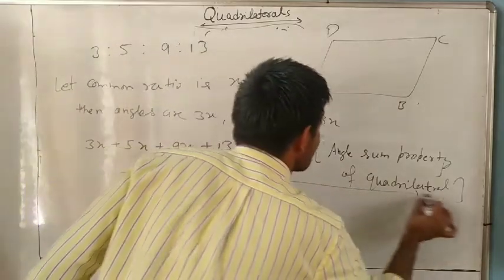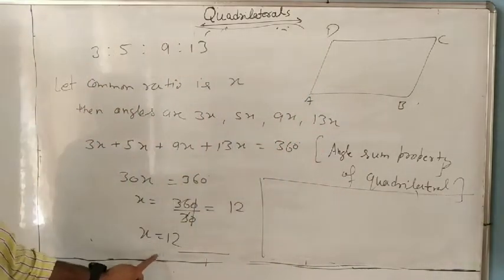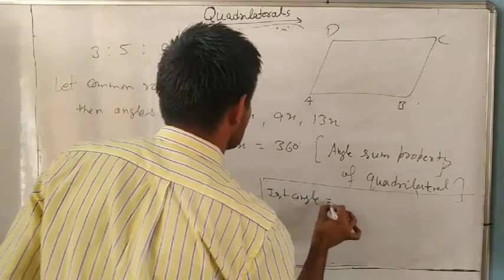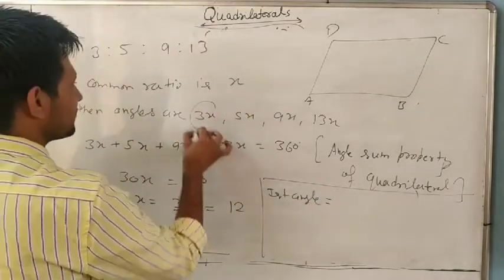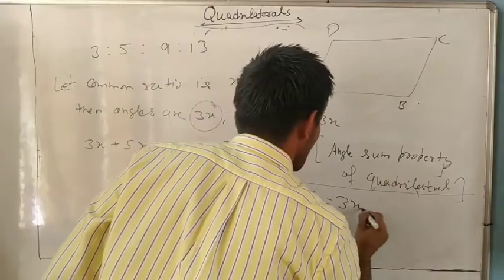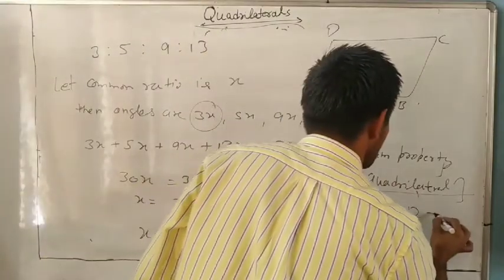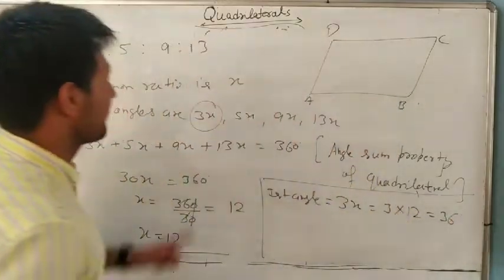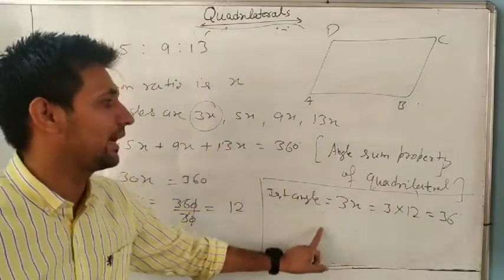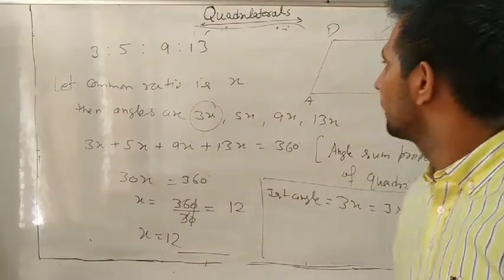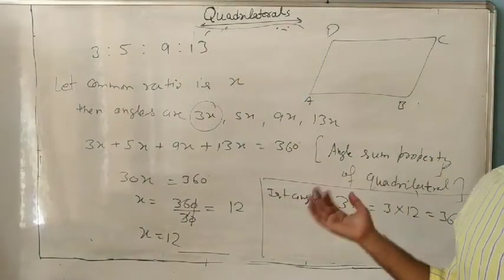So if x is 12, what is the first angle? 3x, so 3 into the x value 12. 3 into 12 is 36. In the same way, you will find the second angle, third angle, fourth angle, and all four angles. Understand it? I hope everyone understands it. Try this first question.